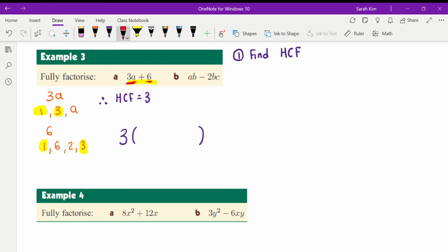So whatever goes in here, what times 3 becomes 3a? I just need to make sure I get 3a when I times 3 and whatever goes in the bracket, because when we expand it, we expand that one first. So 3 times a is 3a, so I just write my a there. Then I just do my next one. What times 3 becomes my plus 6?